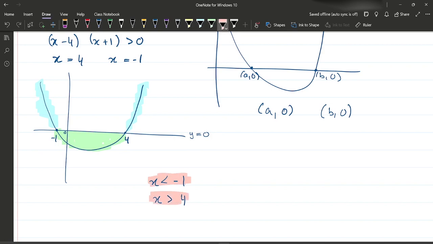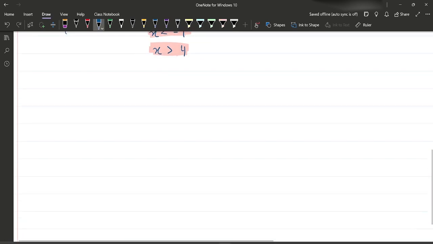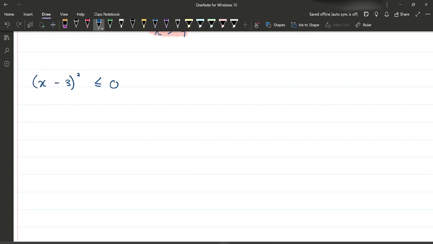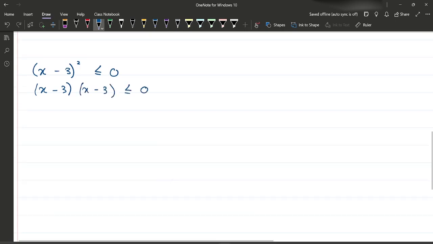Okay, you can also use your calculator if you have the Casio ClassWiz. That will also help you do this a bit quicker. I'm going to take this example, (x minus 3) squared less than or equal to 0. So this is already in root form because it's the same thing as saying (x minus 3)(x minus 3) less than or equal to 0, okay?